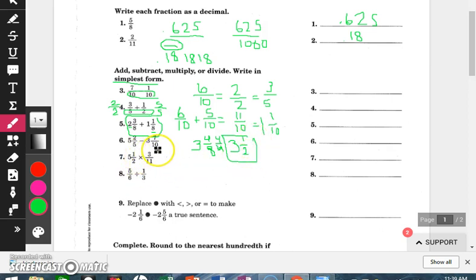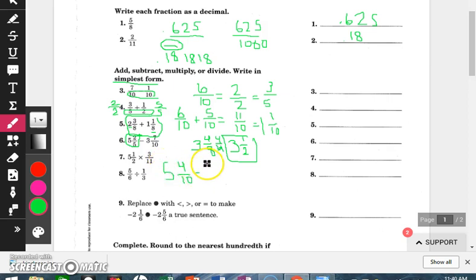I was going to say I was not going to do problem number 6, but I should anyways, because what I want to show you is that you cannot subtract 7/10 from 2/5. But what we want to do is change that fraction into 4/10. Now we can solve this problem.